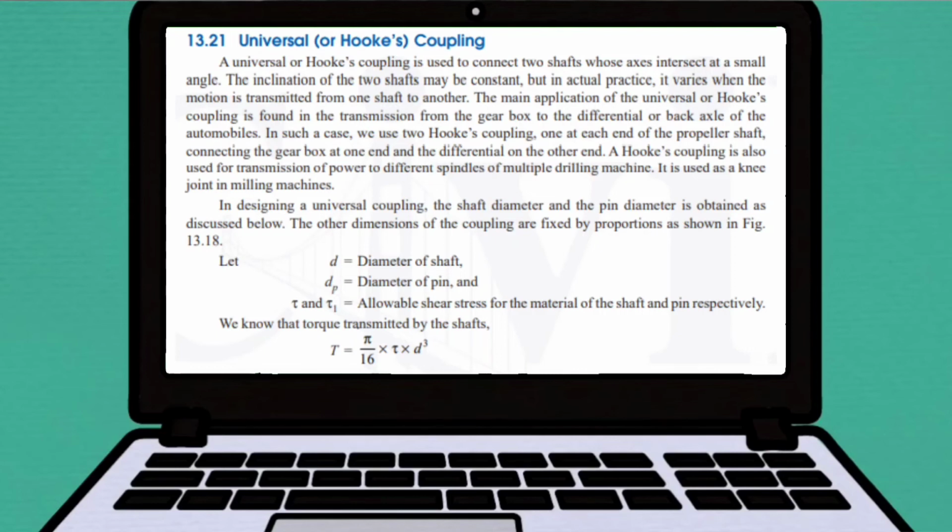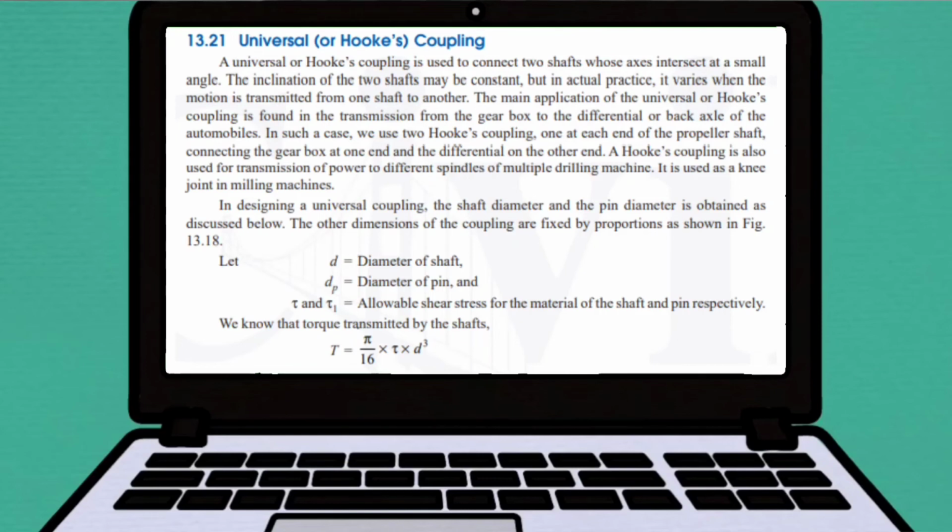In such case, we use two Hooke's couplings, one at each end of the propeller shaft, connecting the gearbox at one end and the differential on the other hand. A Hooke's coupling is also used for transmission of power to different spindles of multiple drilling machine. It is used as a key joint in milling machines.